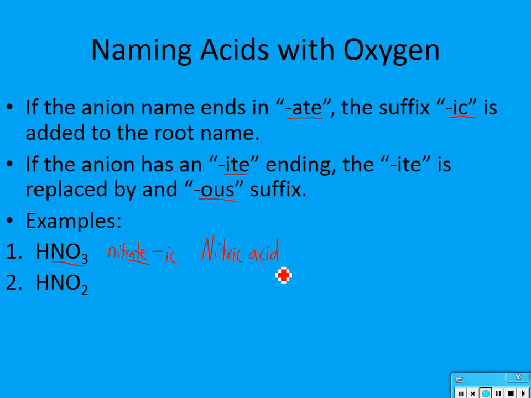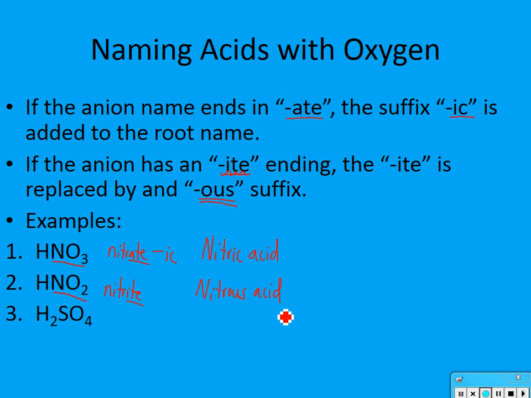Okay, let's try number 2. What is NO2 called? Look on your polyatomic ion table. Nitrite. NO2 is called nitrite. Okay, it ends in ITE. So if it ends in ITE, what do we change it to? Yeah, OUS. So this is called nitrous acid.